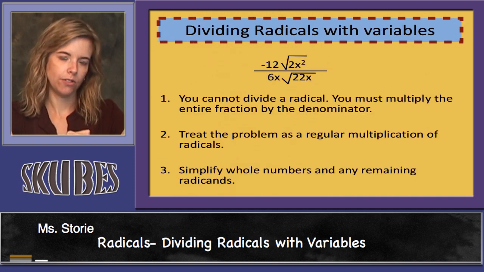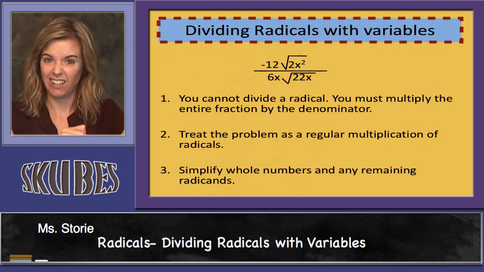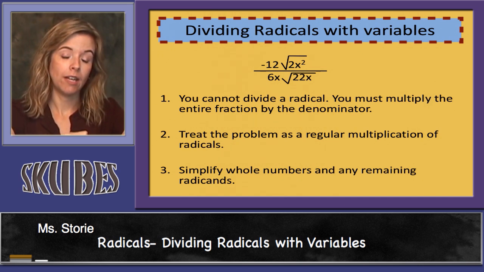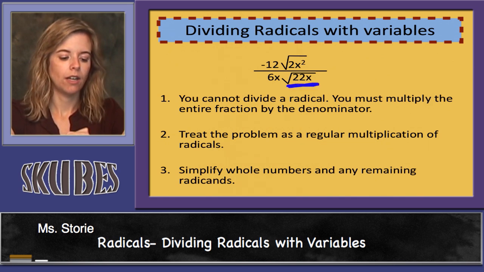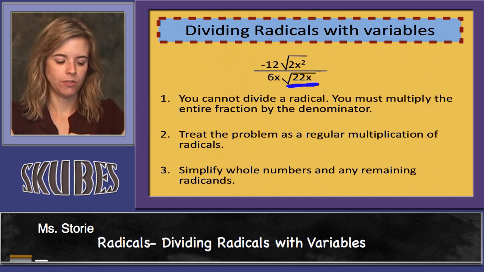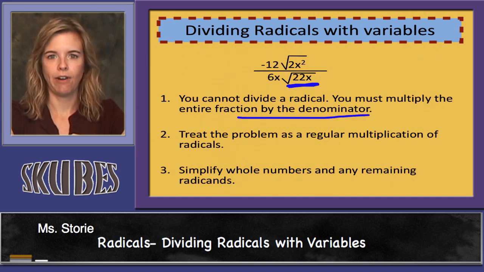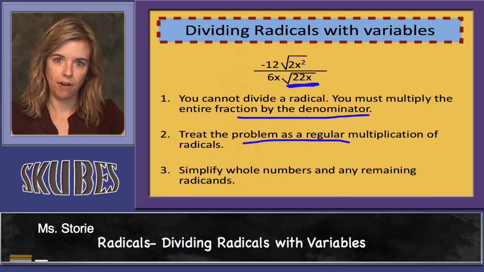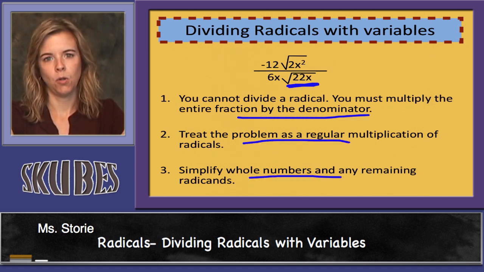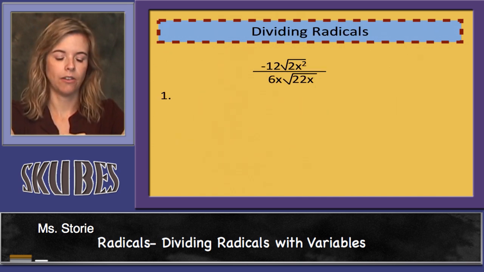When we divide radicals, we need to make sure that we don't actually divide them. It's a lie, kind of like the exponents do. Instead, you're going to end up multiplying because you can't have an irrational number on the bottom. So in order to get rid of it, you're going to have to multiply the entire fraction by the whole denominator. Treat the problem as a regular multiplication of radicals, and then simplify any whole numbers and any remaining radicands. Let's take a look and see how this works.